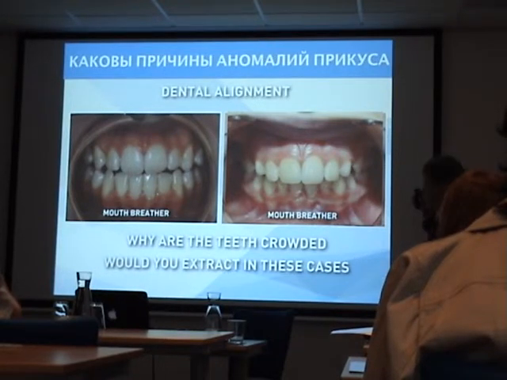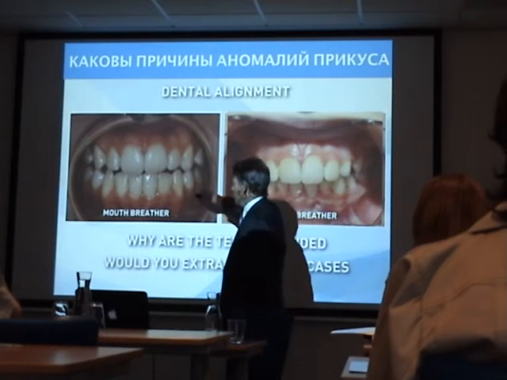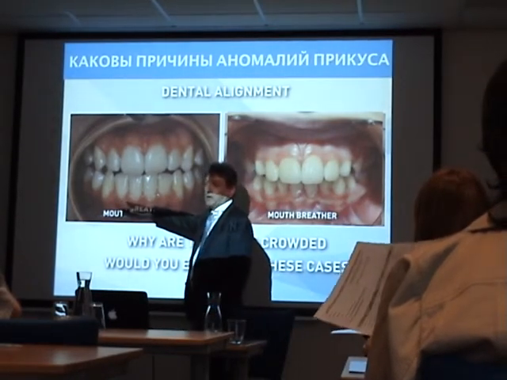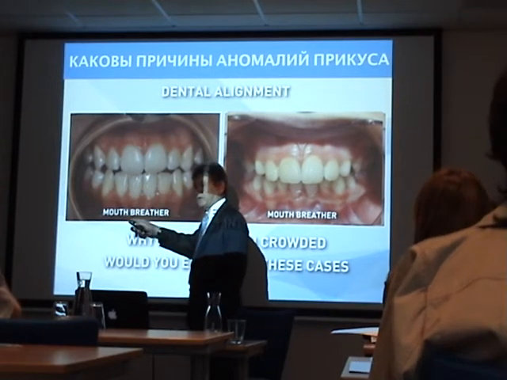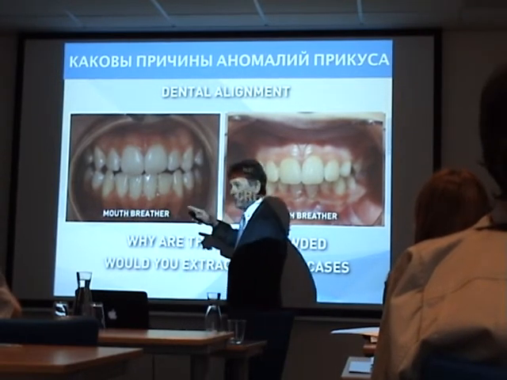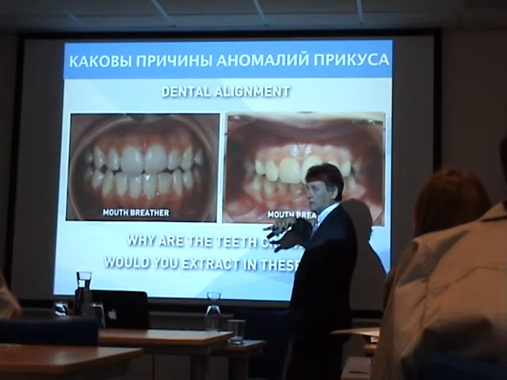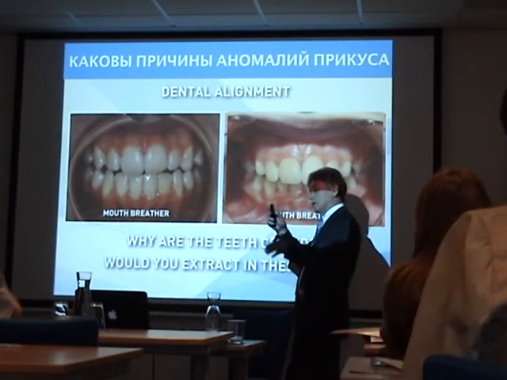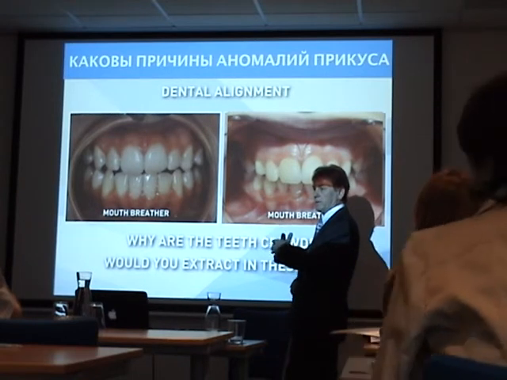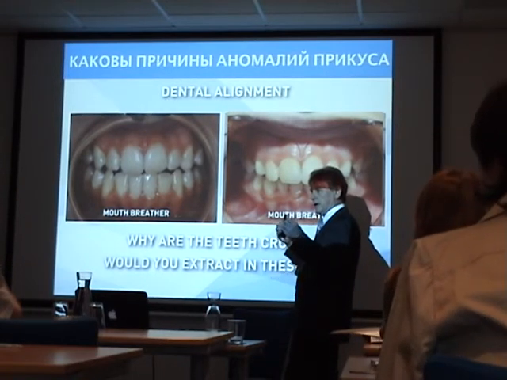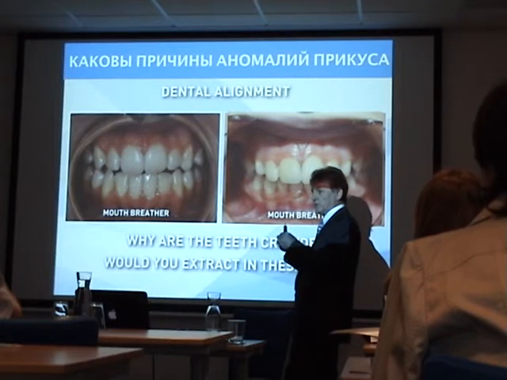Okay, so the concept is, how do we get these teeth perfectly aligned? The concept is we first of all have to get rid of the mouth breathing, and when we get rid of the mouth breathing, a whole bunch of things change. So we're changing the goalposts, if you like. We're changing the parameters that we're working with in terms of conventional orthodontics.